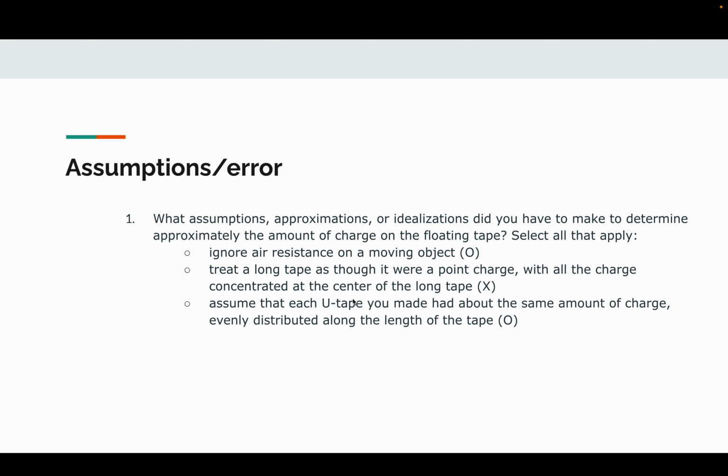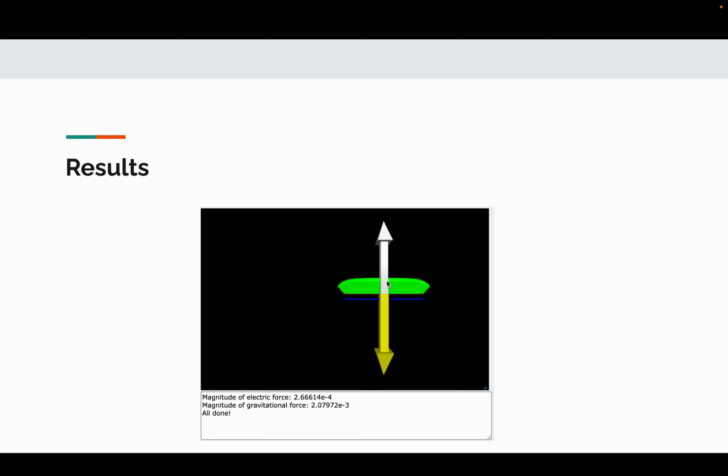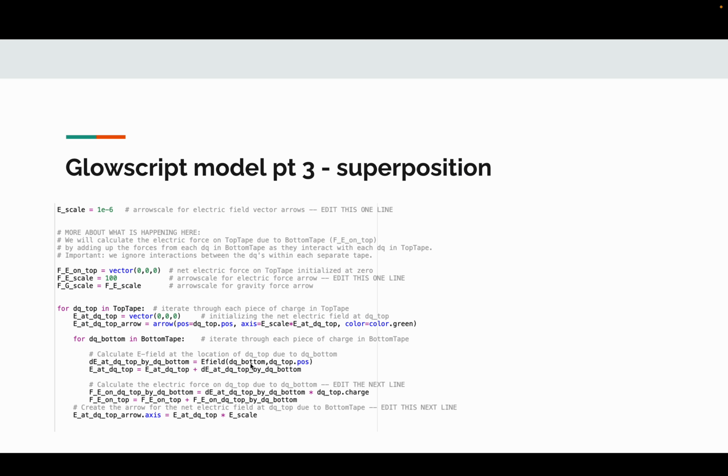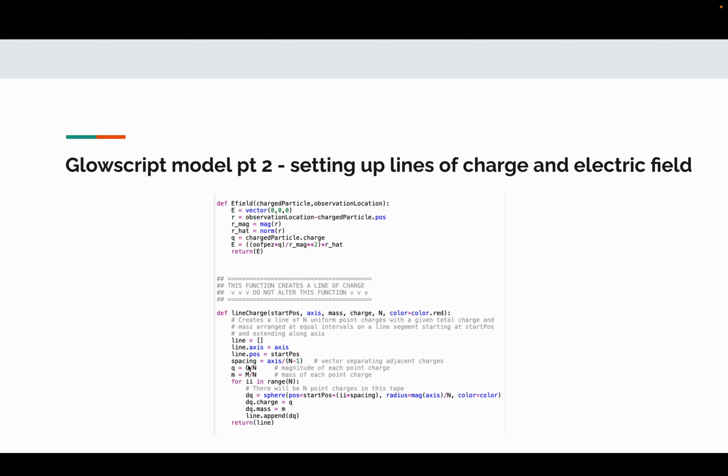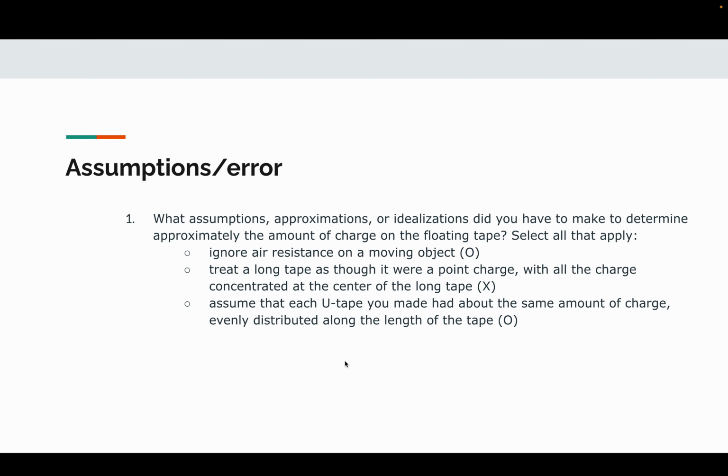We do assume that each tape has about the same amount of charge, evenly distributed across the length of the tape, as you can see again in the superposition and the line of charge equation, where we find Q over N for each point charge, meaning that we assume each point charge has the same mass and the same charge, and that it is evenly distributed along the length of the tape.